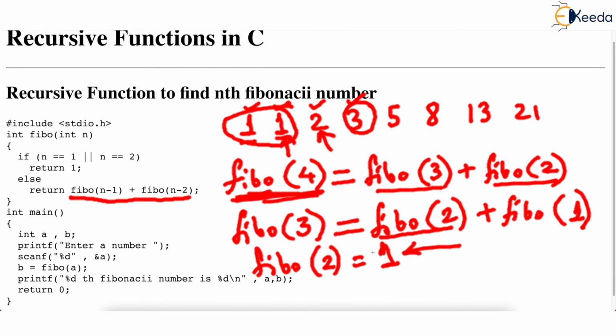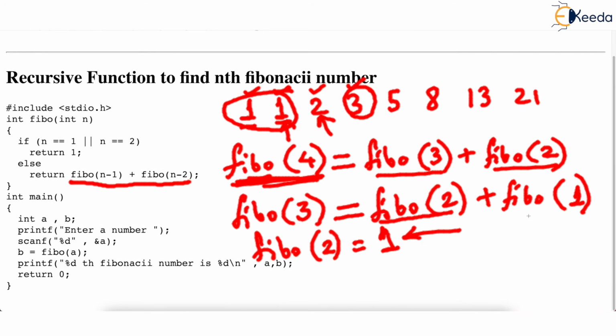Similarly, coming to the point, what is the first Fibonacci? This one. Fibo 1 doesn't need any calculation. Fibo 1 is 1. I hope you got this.